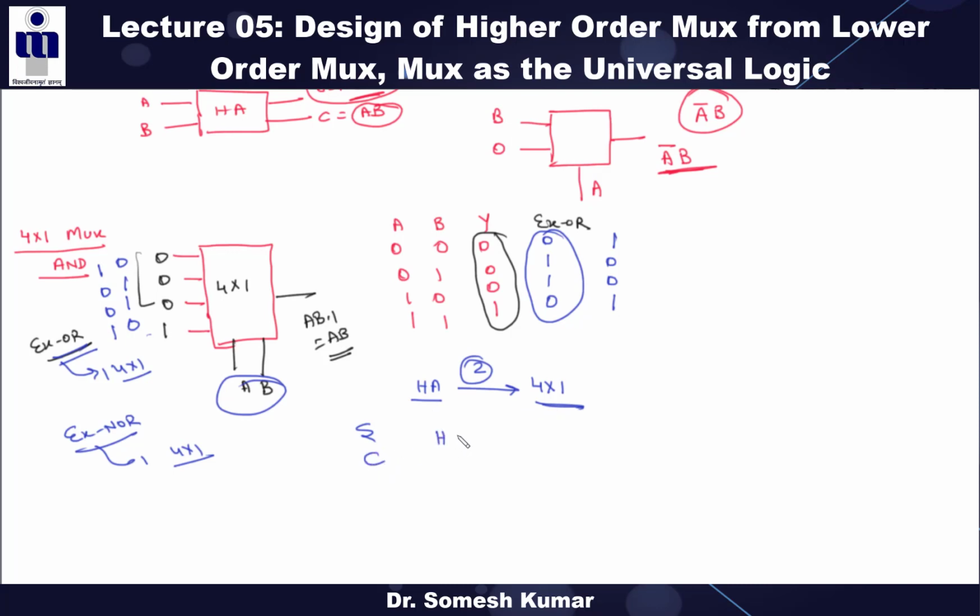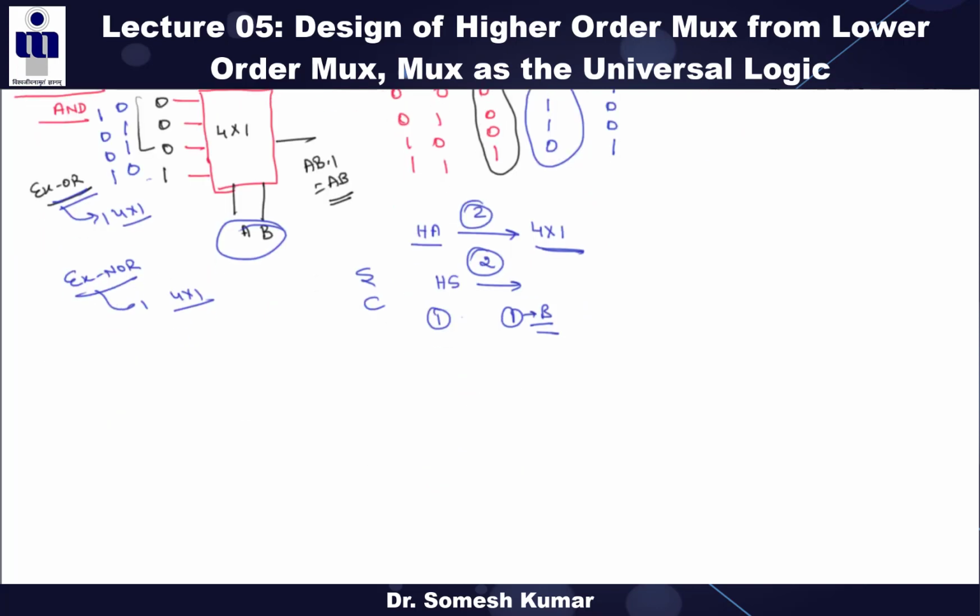Similarly for the half subtractor, how many 4:1 mux are required? 2 4:1 mux are required, one for the difference and one for the borrow, right? Now, based on this discussion, I want to give some examples, right? So you have to tell me the answer of all those examples.